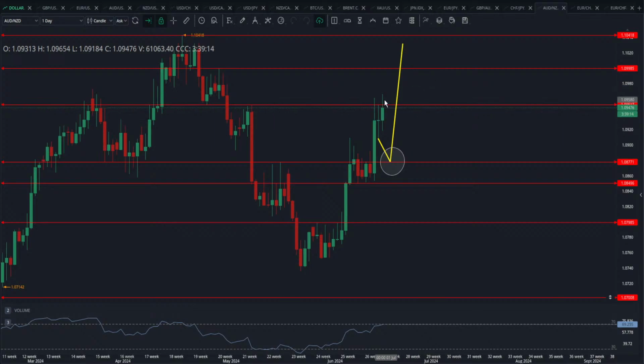Also notice that I have said that there is a possibility that the price will come back to this area to test it as a fresh support before making a higher high. This is also possible, guys. So keep an eye on that also.